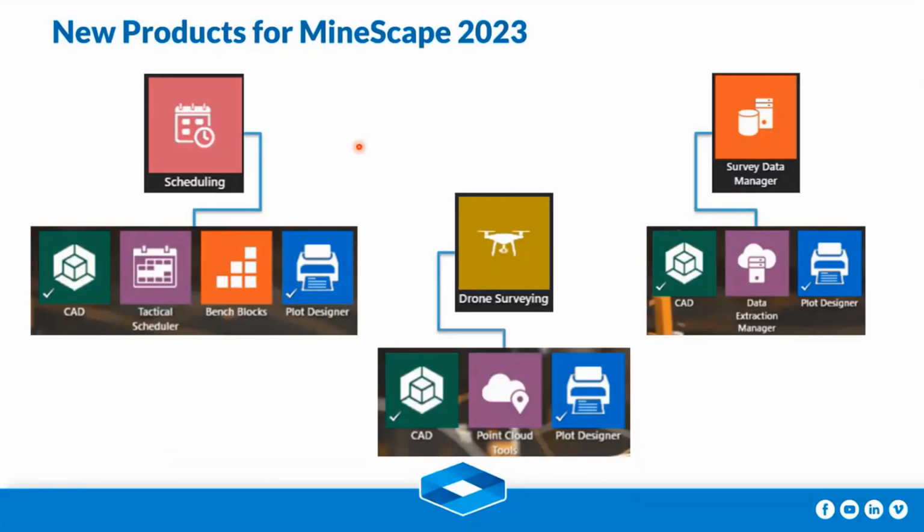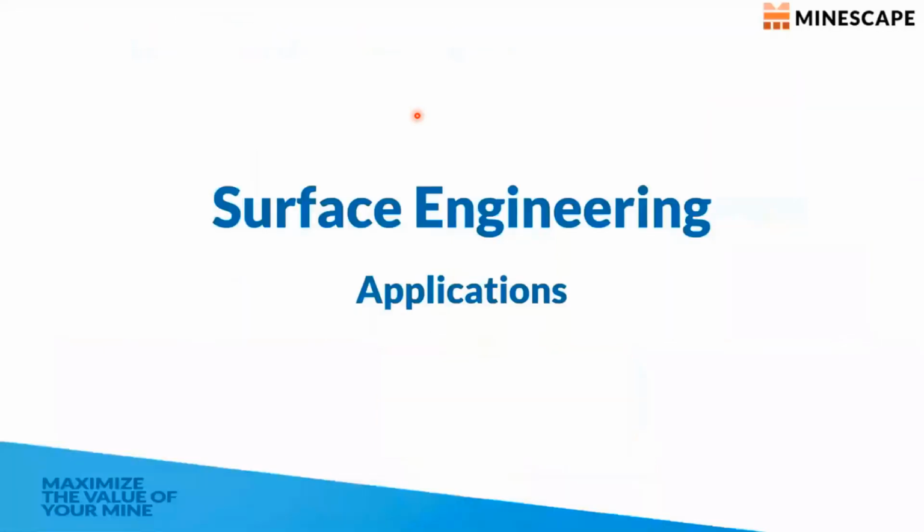These are the new products for MineScape 2023. Scheduling is our tactical scheduler. This is our ultra short range scheduler, which uses the bench blocks or engineering solids also. It's the multi-mesh. We have drone surveying, so you can bring images in and generate point clouds. And then we have our survey data manager, where you can actually manage your data. So those are 3 brand new products for 2023.